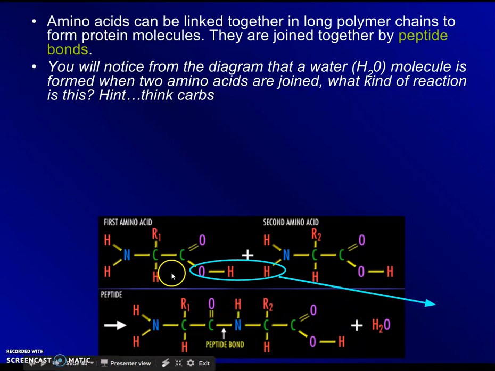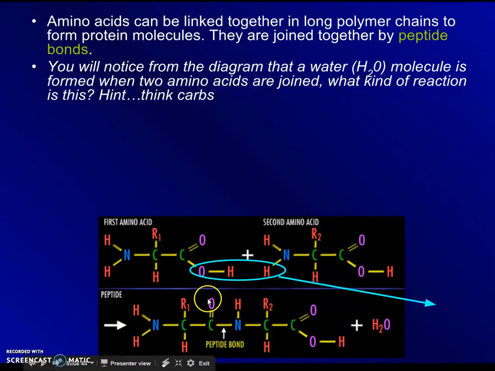What we're trying to do is put them together and synthesize them and make a peptide bond where this carbon is bonded to this nitrogen. Well, there's some stuff in the way. It looks like there's an HOH in the way, and if we can get rid of it, we can make a peptide bond where this carbon is actually attached to this nitrogen.